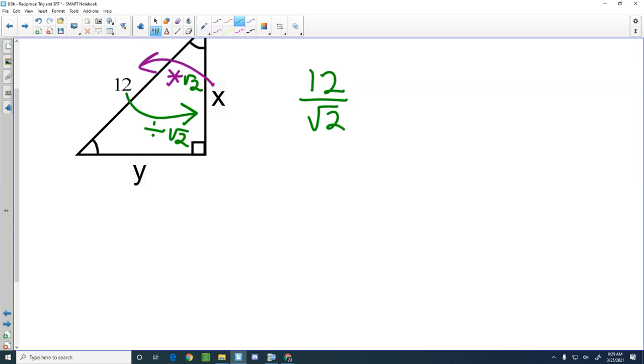Normally, you'd multiply by root 2, or if it's 30, 60, 90, you multiply by a root 3. But if you have the long leg, just divide by a root 3 to get the short leg.